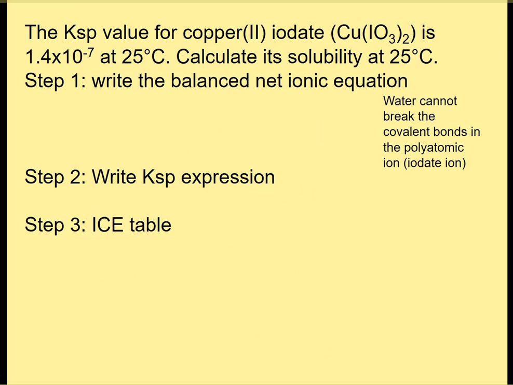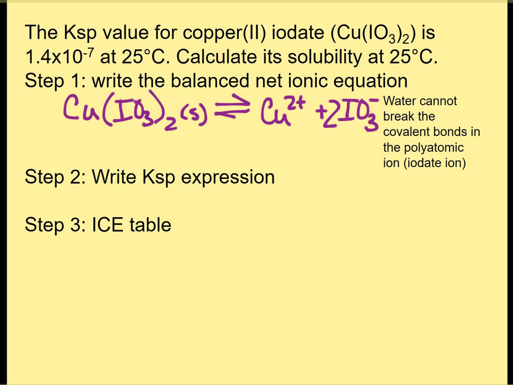So there are two types of KSP problems. One is where they give you what the ion concentration is, and the other one is if they give you what the KSP is. Let's go ahead and do that type of problem. So we have copper 2 iodate, let me write out the balanced chemical equation of it dissolving. And I just want to make sure it's balanced. So I do have 2 of those iodate polyatomic ions.